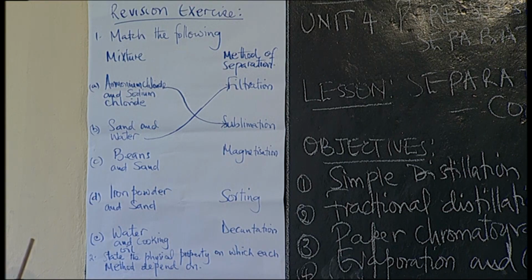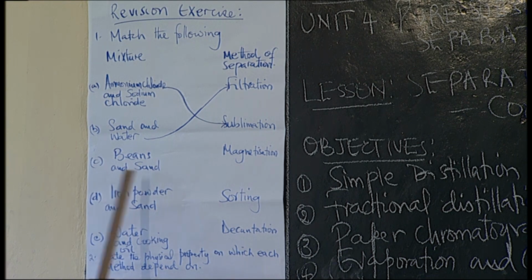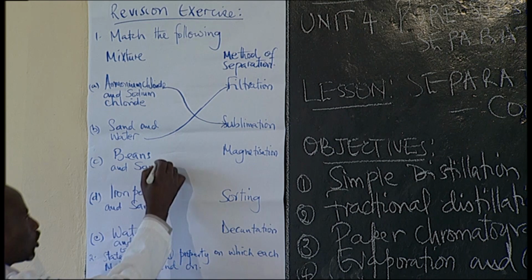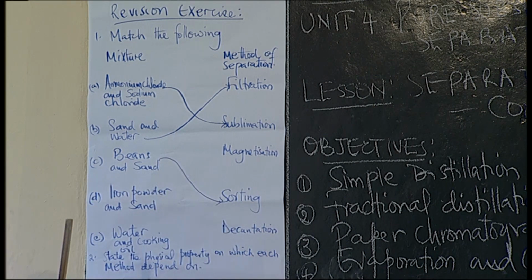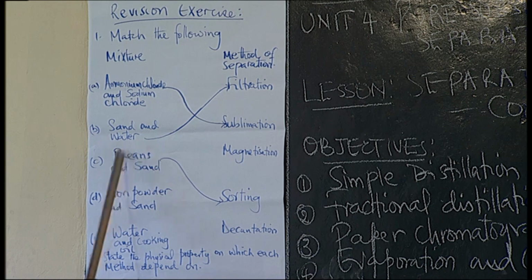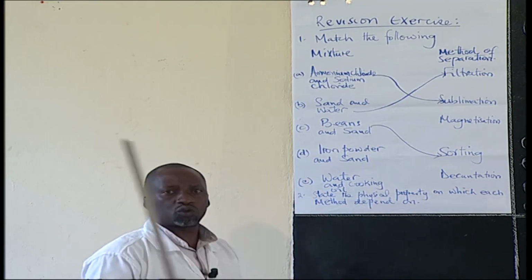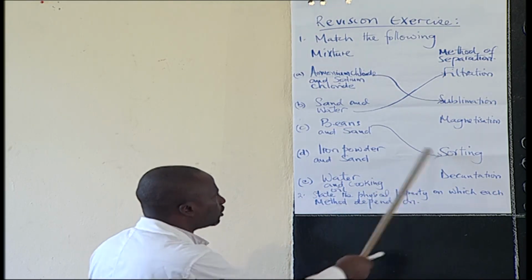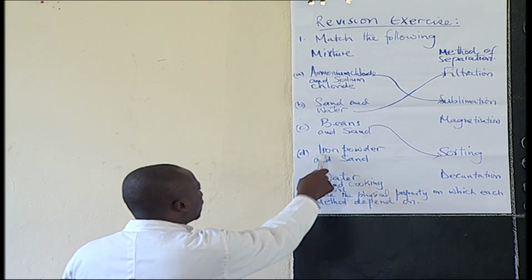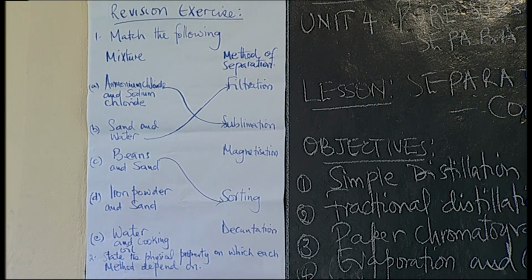Let's go to part C, which is beans and sand. Beans were poured into the sand by accident. What do we do? This is very simple. Just do the picking or the sorting, one by one. Which physical property do we use here? The sand and the beans do not have the same sizes, so that is why we are using sorting. Let's go to the iron powder and the sand.